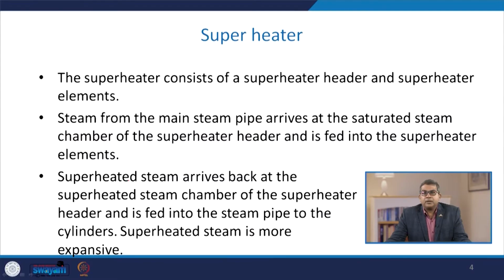Now, steam from the main steam pipe usually arrives at the saturated steam chamber of the superheater header and is fed into the superheater element. Usually this superheated steam arrives back at the superheated steam chamber of the superheater header and is fed into the steam pipe to the cylinder. So, the superheated steam is a bit expensive compared to the saturated one.